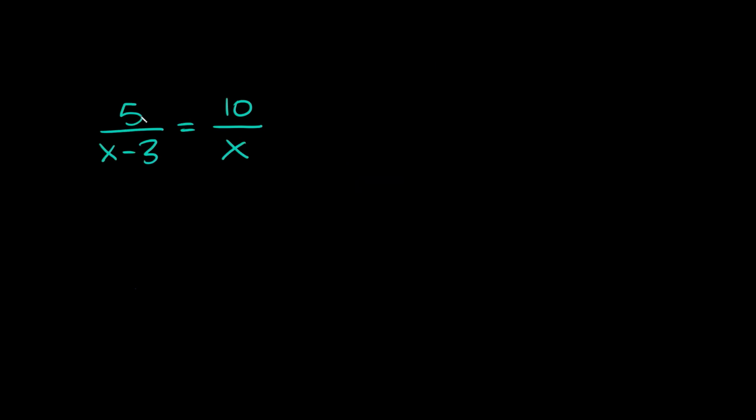Okay, here's the next example. So we have 5 over x minus 3 is equal to 10 over x. So again, we just want to cross multiply, right? So we're going to multiply these guys together. So 5 times x is just equal to 5x. And we're going to say that's equal to our other cross over here, which is 10 times x minus 3, right? So 10 times x minus 3.